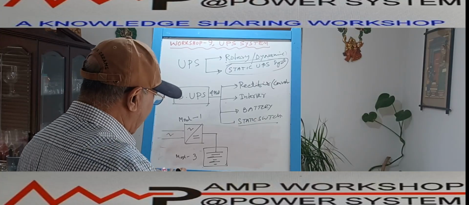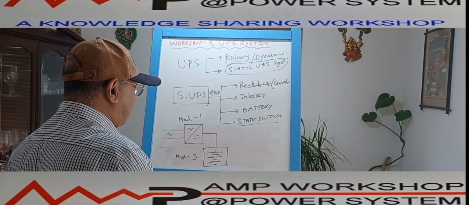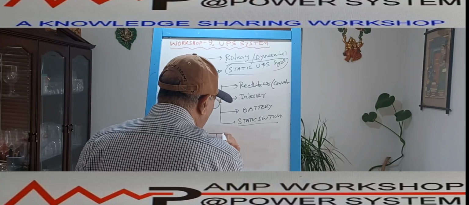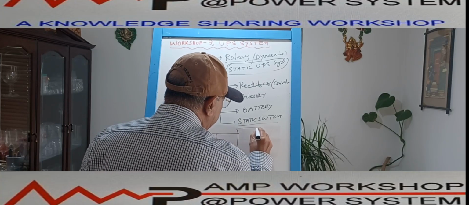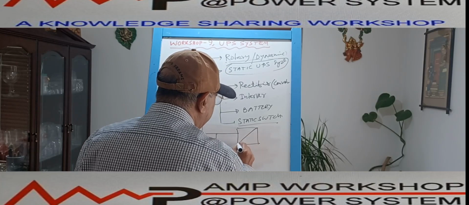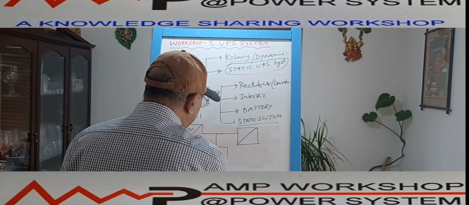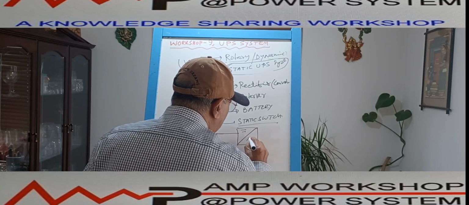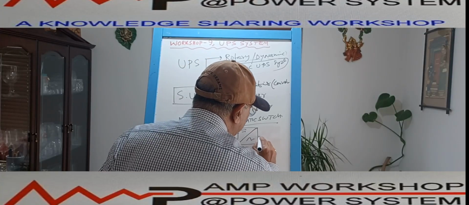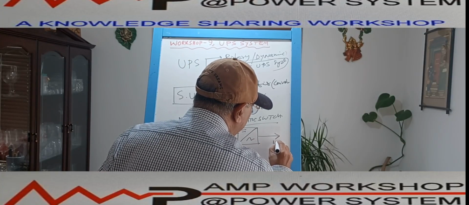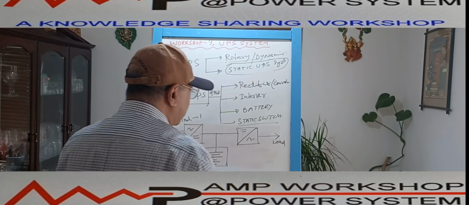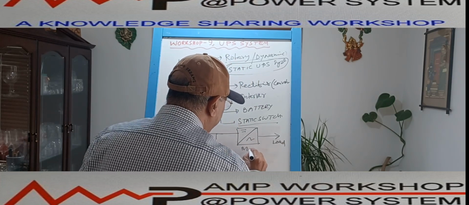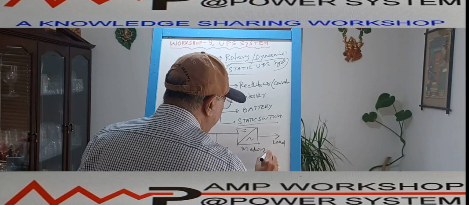Charging the battery. And at the same time, what is happening? This DC is going to an inverter. This is my inverter. What is this doing? This DC which is coming from this rectifier is coming over here. It is converting to AC and it is going to the load. That is my module 2.